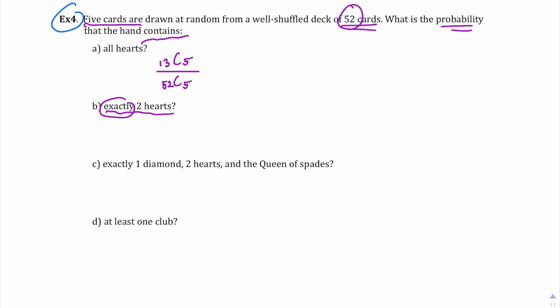That means no more and no less. And so in order to get 2 hearts, that means we need 13 choose 2, and out of the remaining cards, of which there are 39, the remaining 3 cards must come from the 39 that are not hearts, and our denominator in this case remains the same.